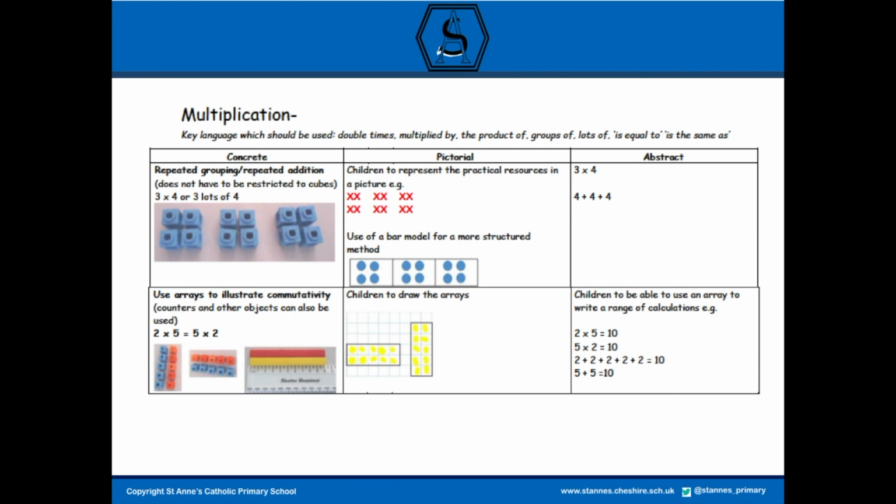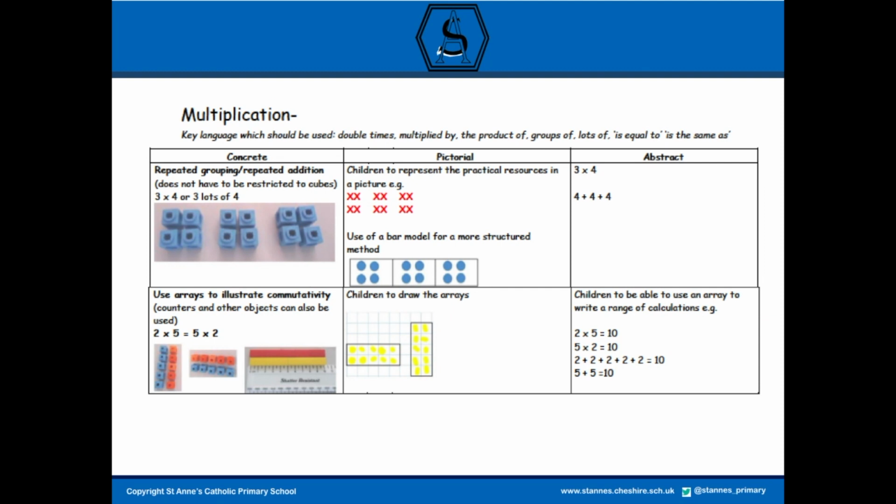Now the children at St Anne's will always start with the concrete, multi-link or counters or something along those lines, and move on to the pictorial before they go on to the abstract. Again, this is depending on the ability of your child.